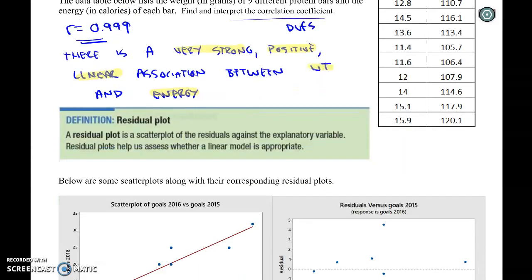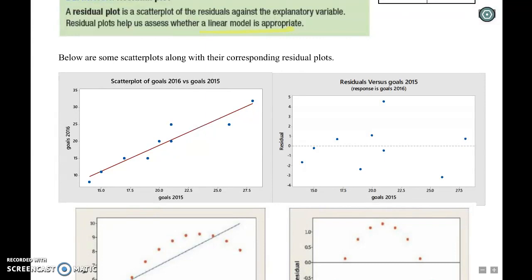So a residual plot. A residual plot is simply a scatter plot of the residuals against the explanatory variable. Residual plots help us assess whether a linear model is appropriate. So here are some scatter plots along with their corresponding residual plots. Here's a scatter plot of goals in 2015 versus goals in 2016, and there's a residual plot. Remember, graphically, the residuals are these things: below, on, little above, lot below, little above, little below, lot above.